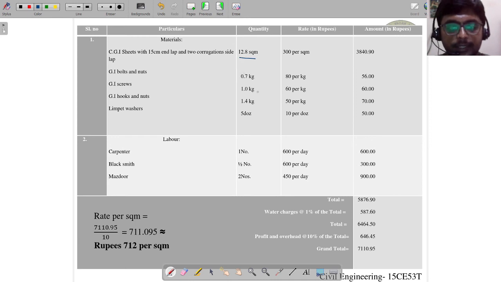of GI sheet. So after tabulating all the materials and labor, let us work out the total and let us take water charges at 1% of the total and profit for the contractor at 10%. So the grand total becomes 7,110.95 rupees. So divide by the total square meter we have taken, that is 10. So we get approximately 712 per square meter.